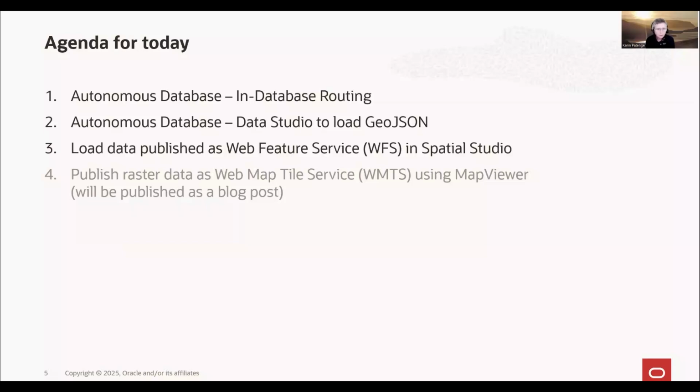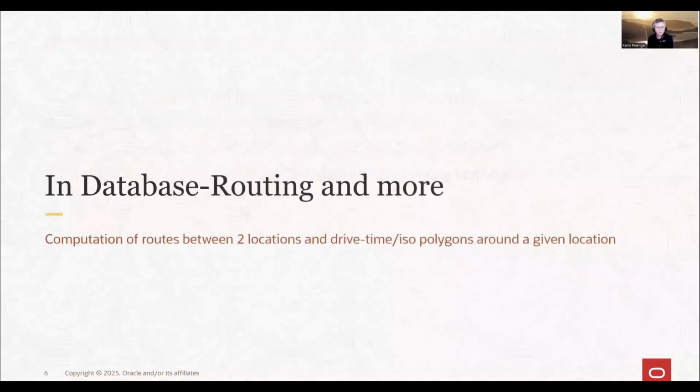And the third topic is about loading openly available data sets provided as so-called web feature services. We'll talk a little bit about web feature services in general and how you can use them to retrieve feature data sets and use those directly in Spatial Studio. So let's jump into the first topic, in-database routing and more.